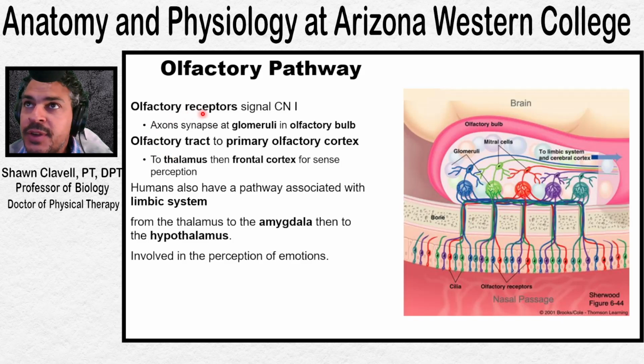So you can see the olfactory receptors, that is the first cranial nerve. Those axons synapse at the glomeruli in the olfactory bulb, then the olfactory tract, and ultimately the olfactory cortex. The thalamus, then the frontal cortex for the sense of perception. Humans also have a pathway associated with the limbic system and emotions, from the thalamus to the amygdala, where it goes to the hypothalamus. It is really strong in the perception of our emotions.